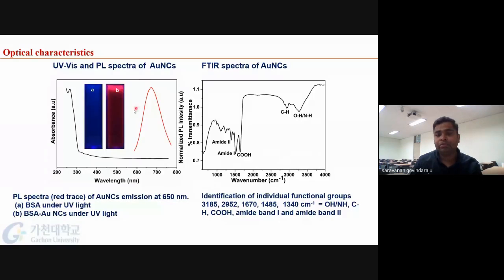At the same time, we check the functional groups. What functional groups are present in the gold nanocluster? From the BSA, we can get the OH group and NH group, and then amide 2 and amide 1. Then in BSA we have the amide 3 functional group. Once it reacts with the gold chloride, we get amide 1 and amide 2, as well as COOH functional groups. These are the functional groups present in the gold nanocluster.